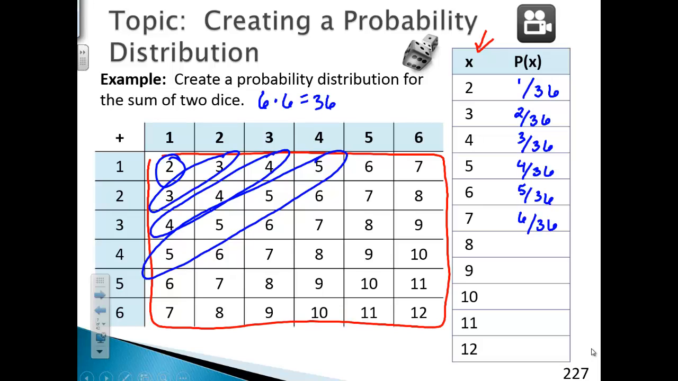And then the pattern, you see a pattern 1, 2, 3, 4 up to 6, but it doesn't keep going. It doesn't go 7, 8, 9. It starts going back down. 5 out of 36, 4, 3, 2, and 1.